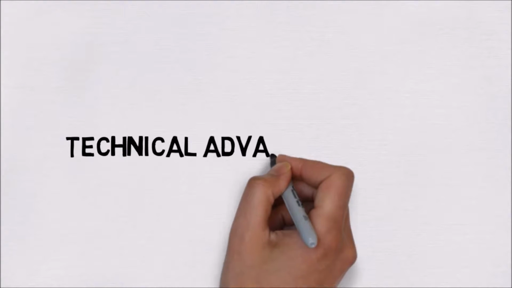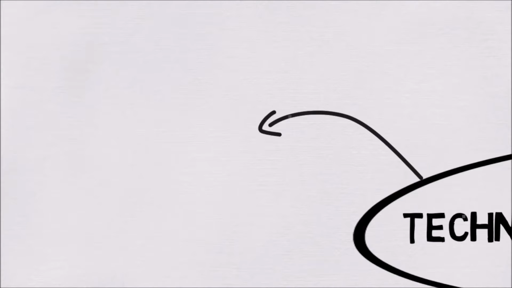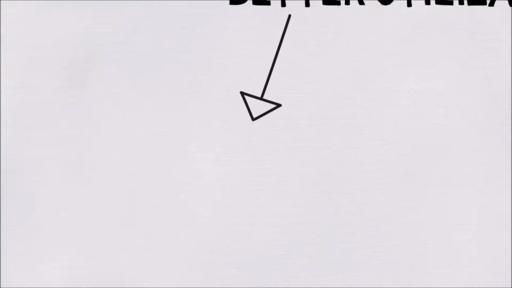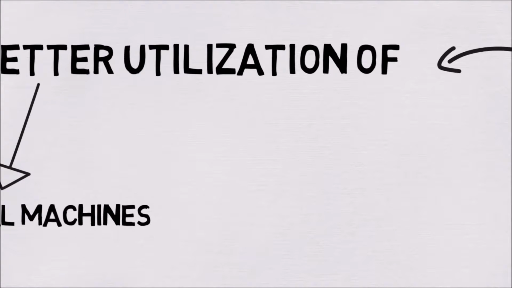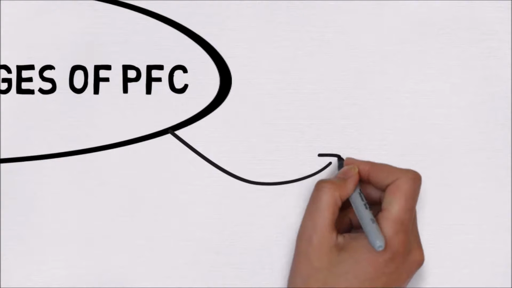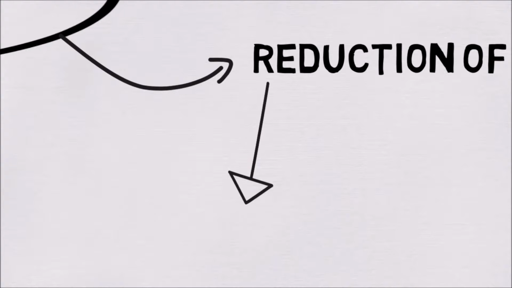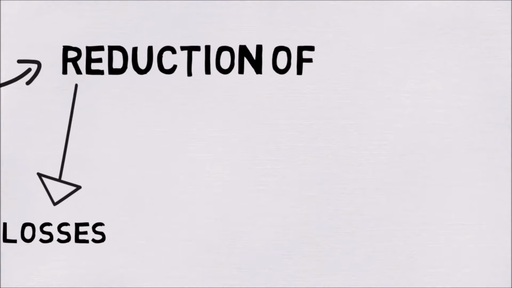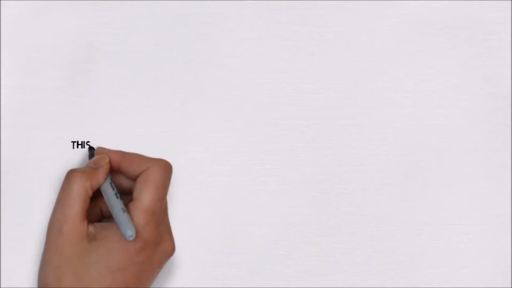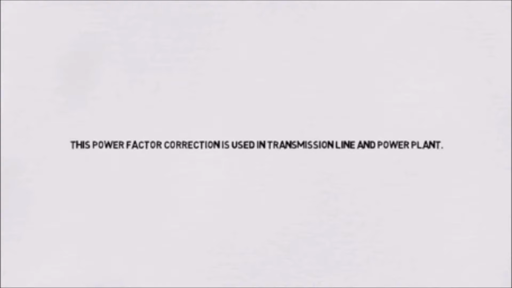Technical advantages of power factor correction in electrical plants: better utilization of electrical machines, better utilization of electrical lines, reduction of losses, reduction of voltage drop, and in industry application, power factor correction can be found in transmission line and power plant.